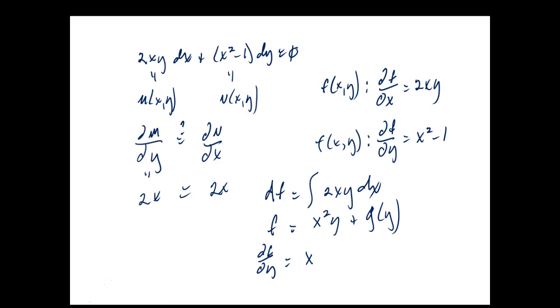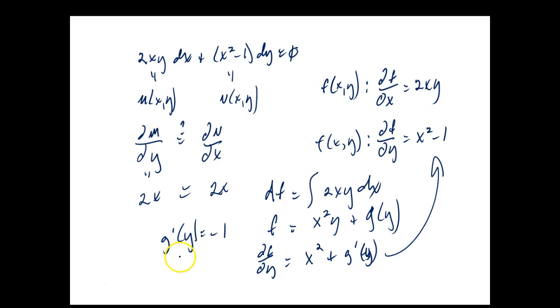Take the partial of that right here with respect to y. X squared, plus g prime of y, right? Okay, g prime of y. But this thing is supposed to be that. The x squared is fine, so this says g prime of y has to equal a minus 1.